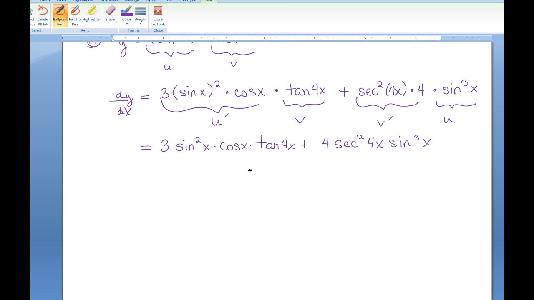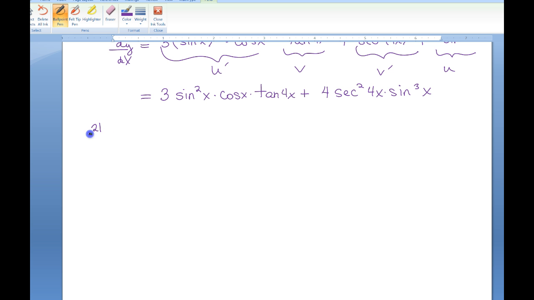Okay, 21. 21 is, now I'm going to rewrite it. It's sine squared. So I'm going to put sine of 3x minus 2, and that whole thing is squared.